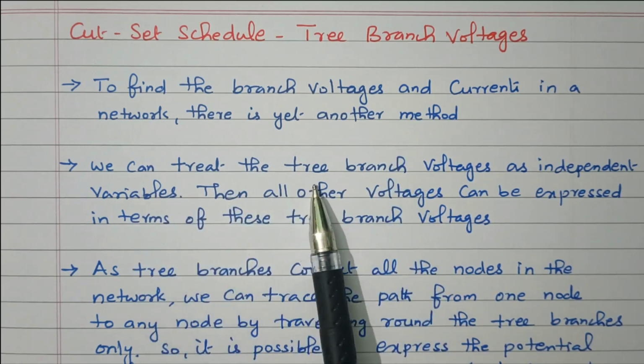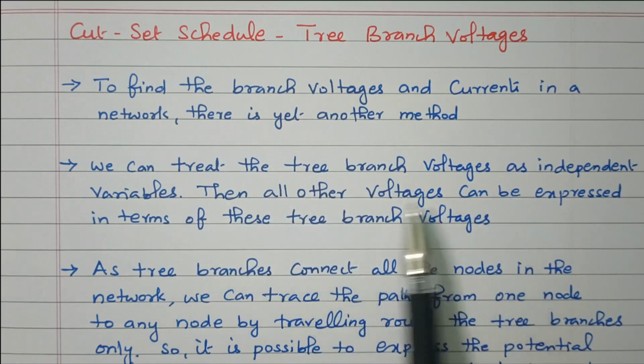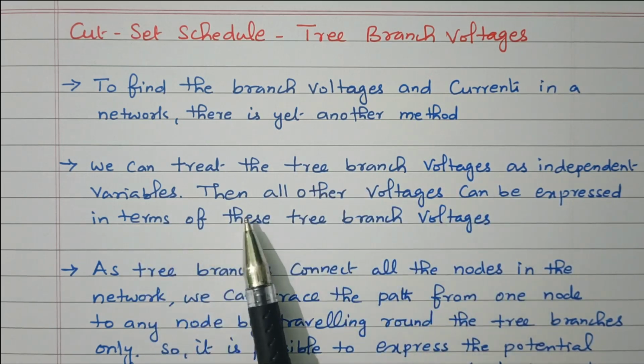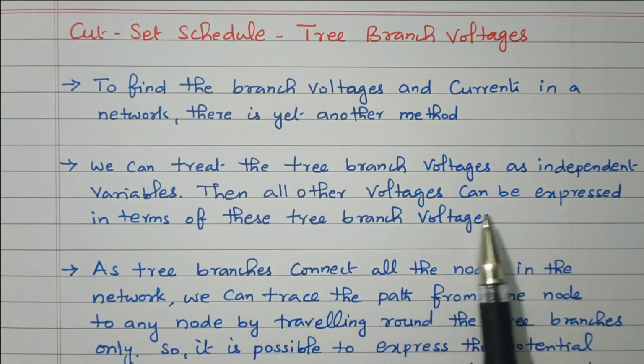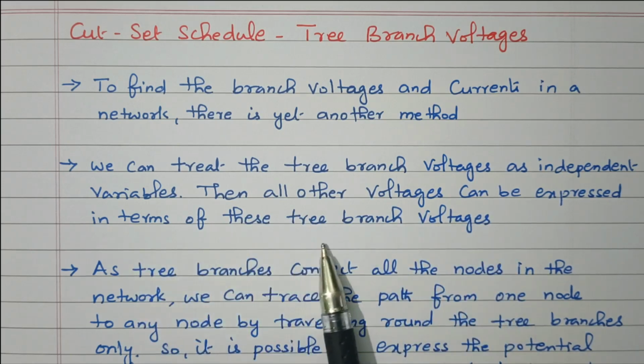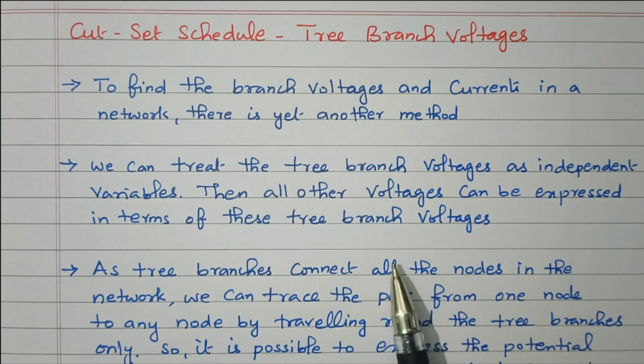We can treat the tree branch voltages as independent variables. Then all the voltages can be expressed in terms of the tree branch voltages. So we are going to express the voltages in terms of the tree branch voltages.